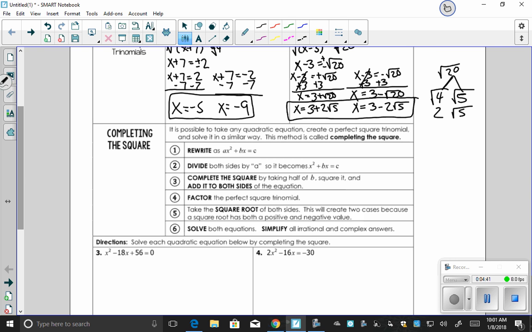Step 1 is to rewrite as ax squared plus bx equals c. Divide both sides by a so that it becomes x squared plus bx equals c. Complete the square by taking half of b, square it, and add it to both sides. This looks very similar to vertex form. Factor the perfect square trinomial.